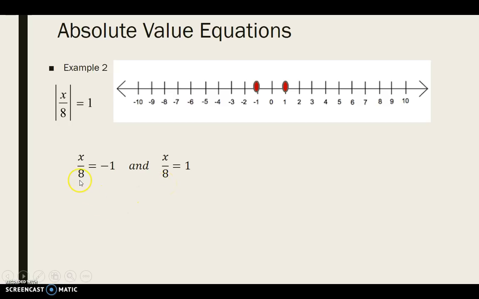So now we are going to separately solve each equation by multiplying both sides of the equations by 8. So in the first equation we get x equals negative 8, and in the second equation we get x equals 8. This number line up here does not show us the solutions. It shows us the two values of the expression before we solve. So this is not the graph of the solution. This is just helping us understand where to start our equations.